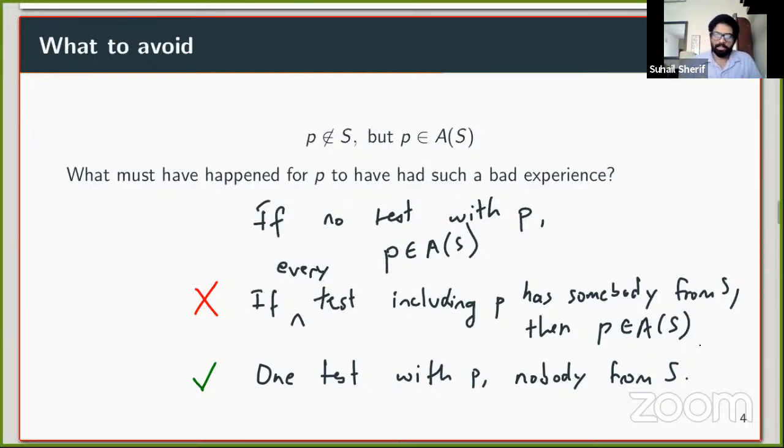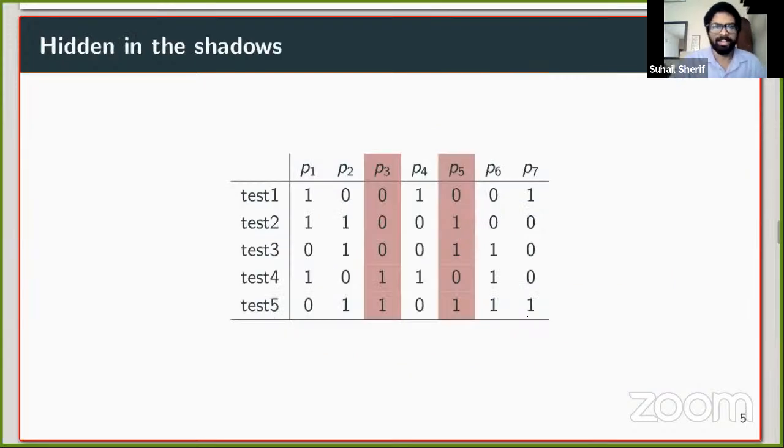And I'm going to call this as P is in the shadow. So this case here, right, this thing. Oops, okay, let me just go to the next page. It's too crowded here. So I'm going to call this property as being hidden in the shadows. So here is one example of a matrix. And in this matrix, suppose P3 and P5 were the infected people.